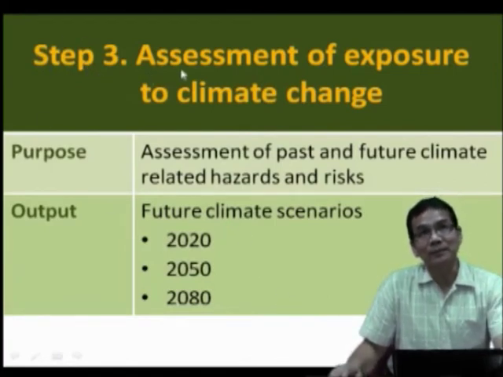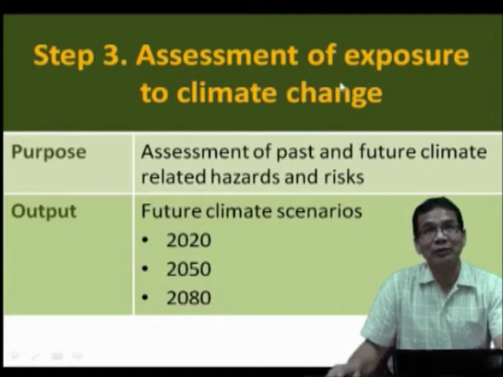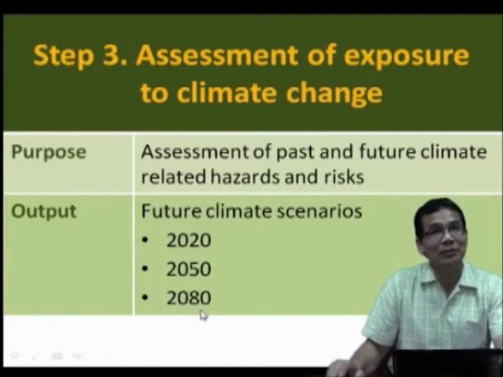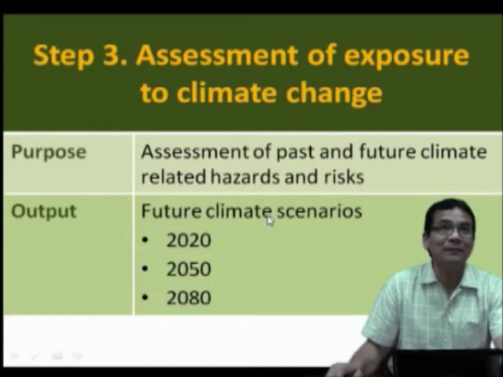Step number 3 is the assessment of exposure to climate change. The purpose of this step is to assess the past and future climate-related hazards and risks. The main output of this step is future climate scenarios at different time periods. In this case, it's 2020, 2050, and 2080, which are the commonly used time slices for vulnerability assessment.